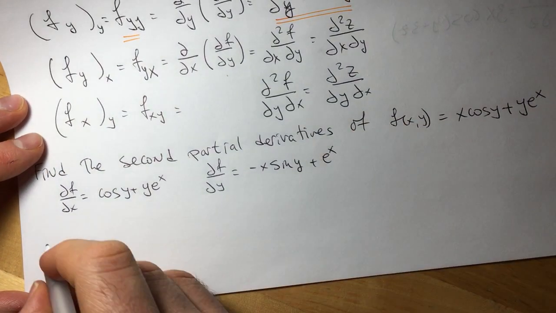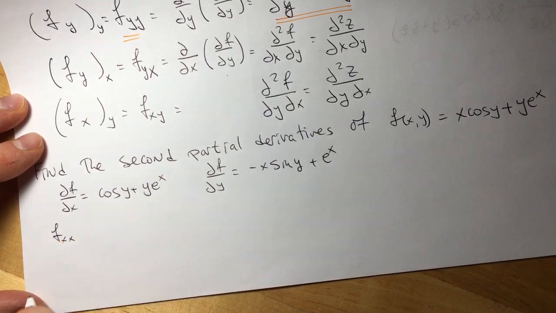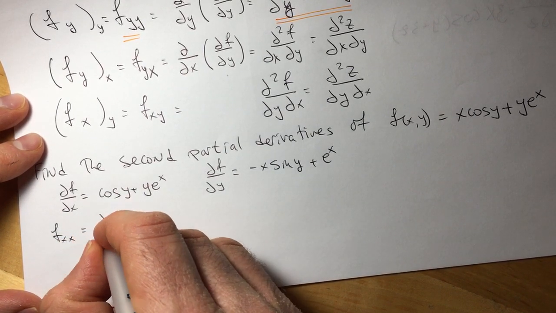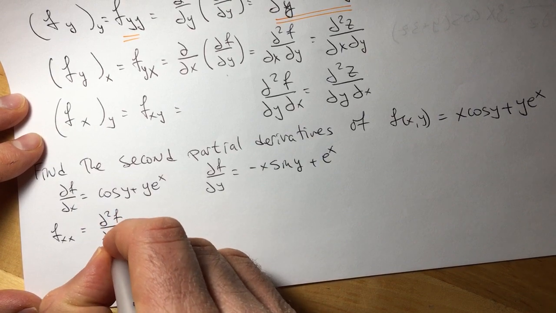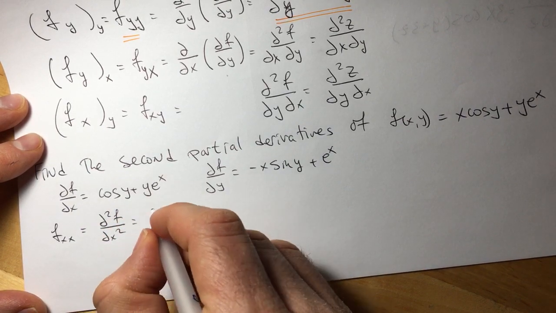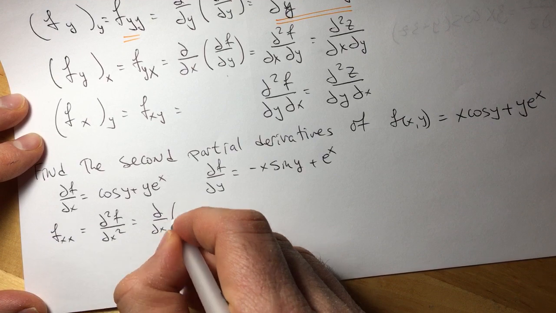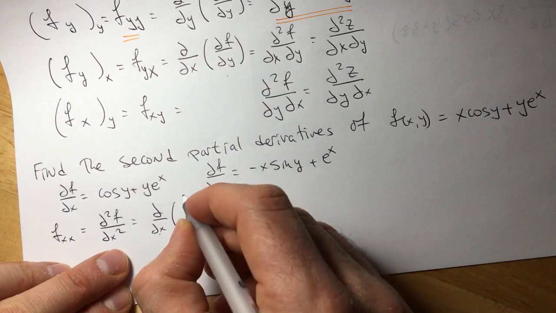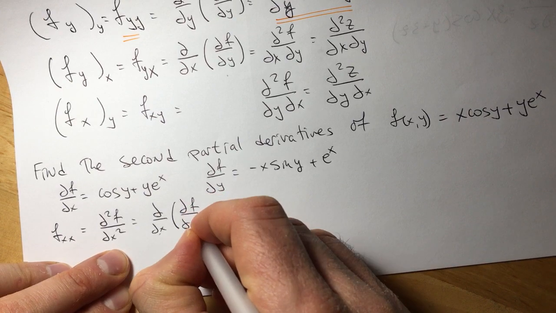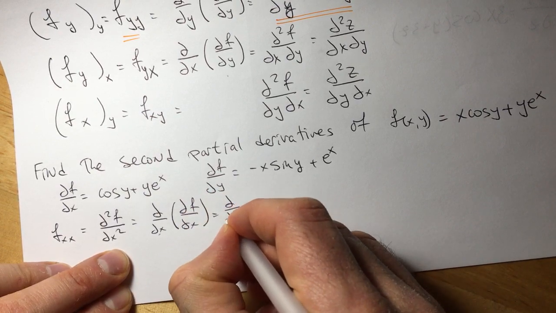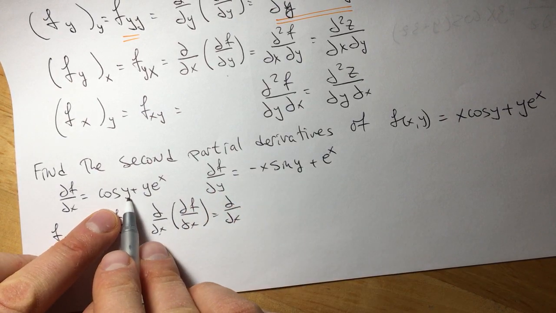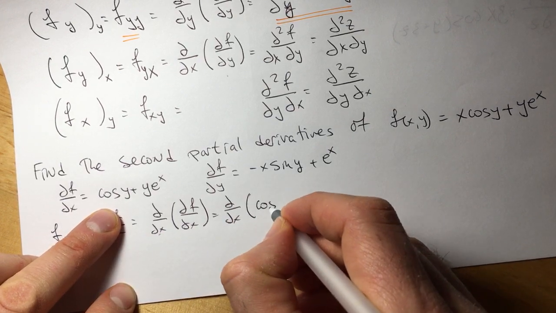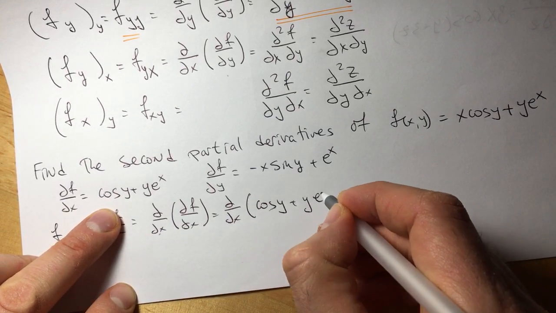And now what does this mean? What is second order partial derivative with respect to x? That means I'm looking for the partial derivative with respect to x of partial f partial x. So that's of this function right here. Cosine of y plus y e to the power of x.